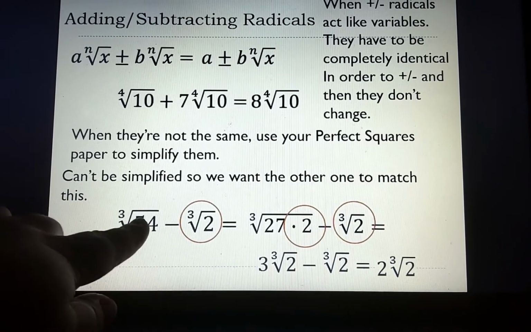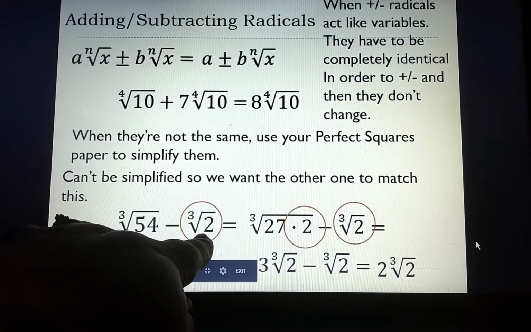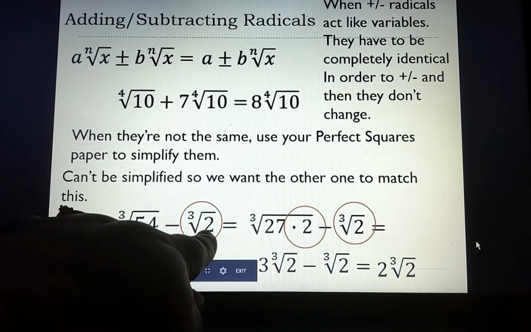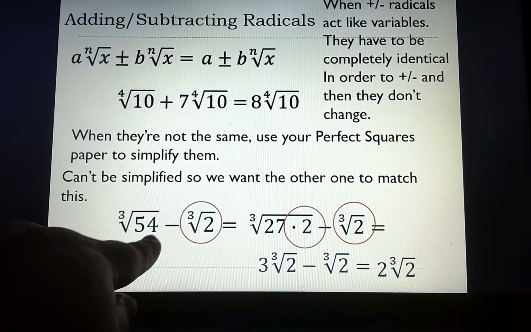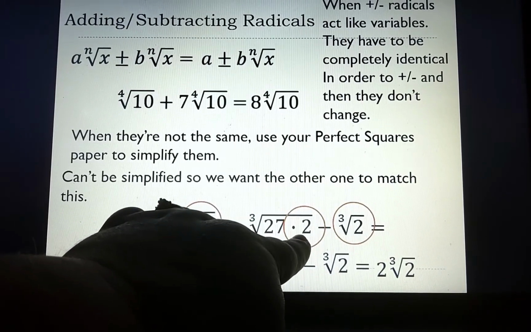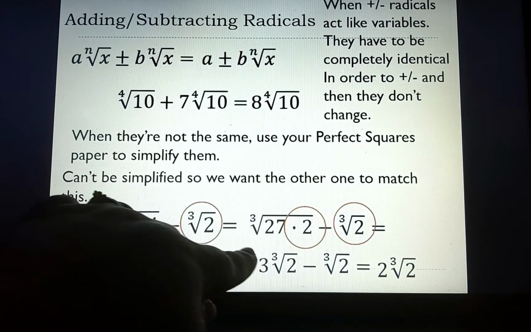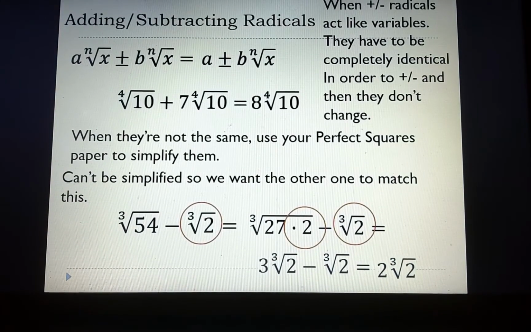Okay, again, we're going to break this down. We know we want part of it to match this. So we're going to take 54 divided by 2, which gives me 27. So I'm going to rewrite the third root of 54 as the third root of 27 times the third root of 2 so that these two match. The third root of 27 turns into 3. And now I can subtract.